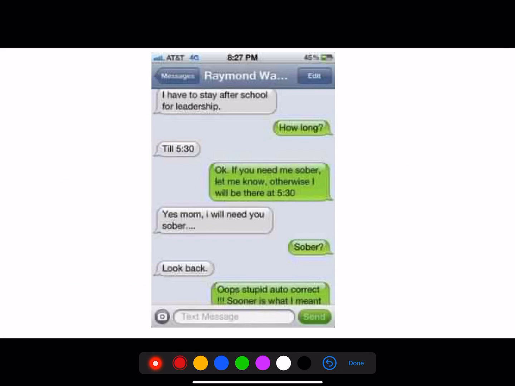All right, let's look at these text messages and how language using different symbols, where they're placed, how we say it can change the meaning of the message. So these are text messages gone wrong. So the first one says, I have to stay after school for leadership. How long? Till 5:30. Okay, if you need me sober, let me know. Otherwise, I'll be there at 5:30. Yes, Mom, I'll need you sober. Sober, look back. Dang, autocorrect.